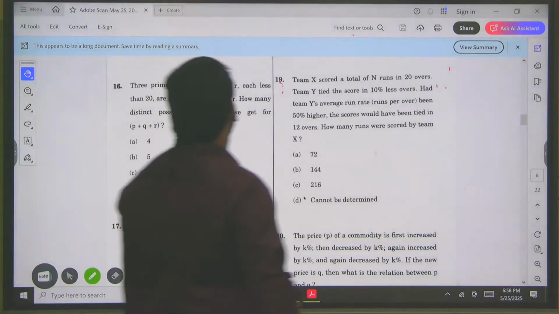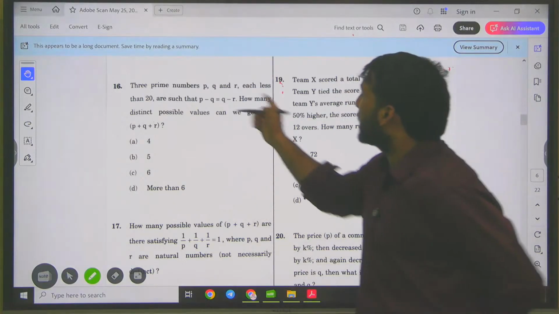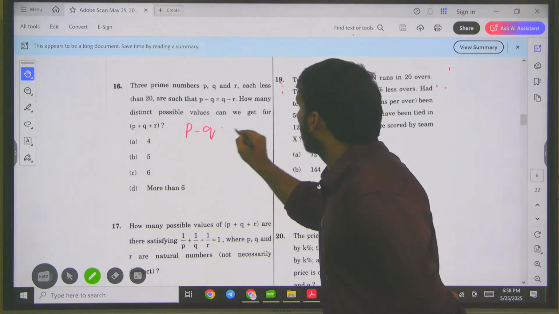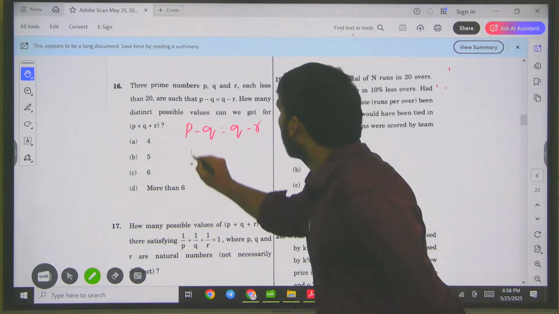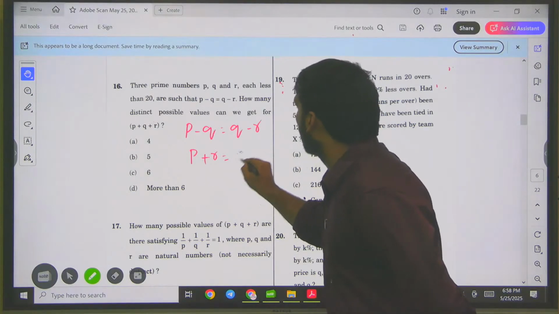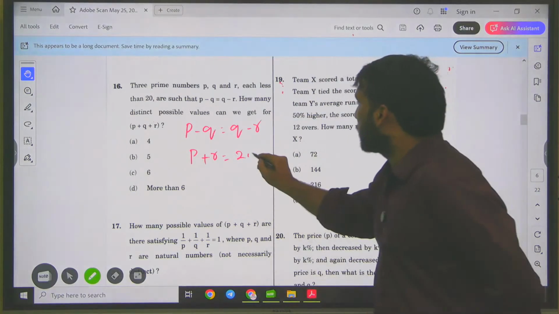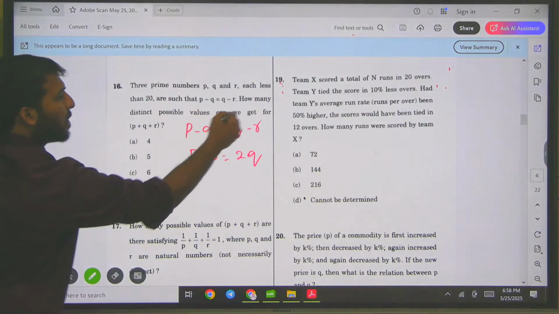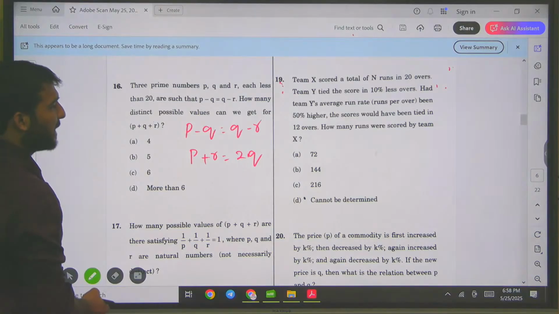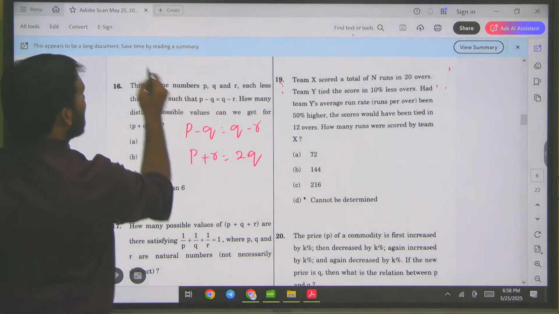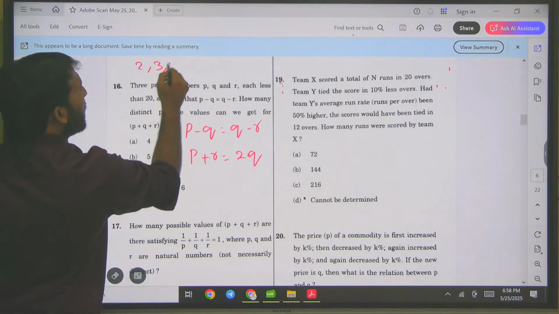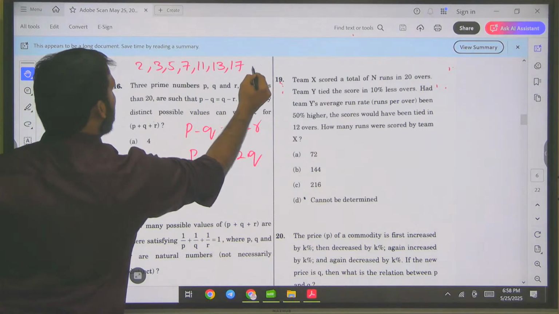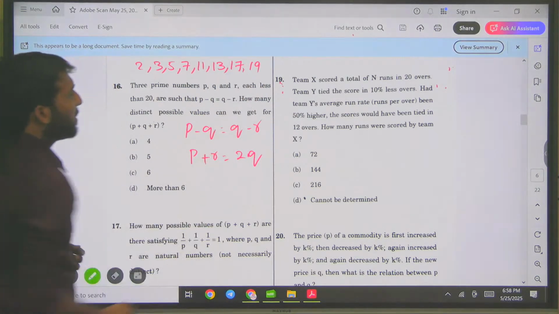Next question. 3 prime numbers p, q, r are each less than 20, and p minus q is equal to q minus r. So I can write it as p plus r is equal to 2q. What are the distinct possible values we can get for p plus q plus r? What are the prime numbers less than 20? 2, 3, 5, 7, 11, 13, 17 and 19.